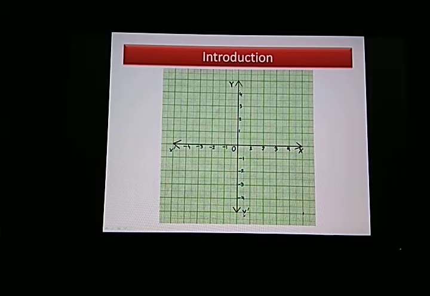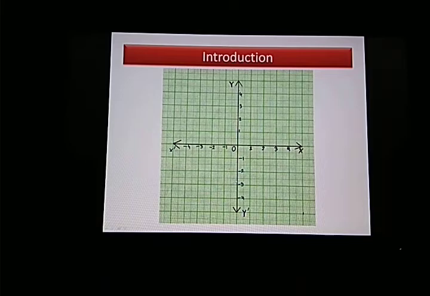Now I would prefer you to write the numbers on the y-axis on the left hand side. By convention, it is written on the left hand side. Although on the screen you can see it is written on the right hand side, I would prefer you to write on the left hand side. It is more preferable. Clear? So this was all about how to draw the axes on the graph.